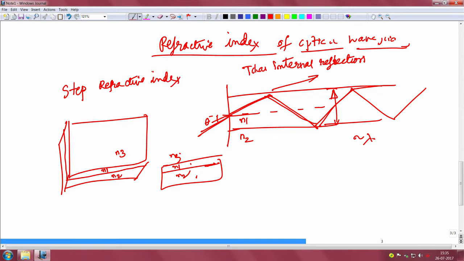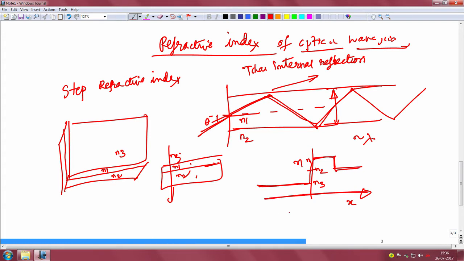We can plot the refractive index as a function of the distance. Let us say this is the x variation, so the refractive index can be expressed as a function of x. For example, if you have a refractive index of n1 at this point, n2 in the substrate and say n3 in the cover region, we have a refractive index profile which is like this. So, this is called a step refractive index.